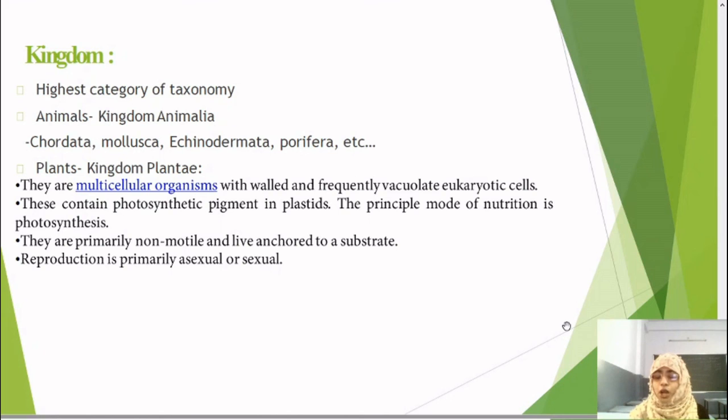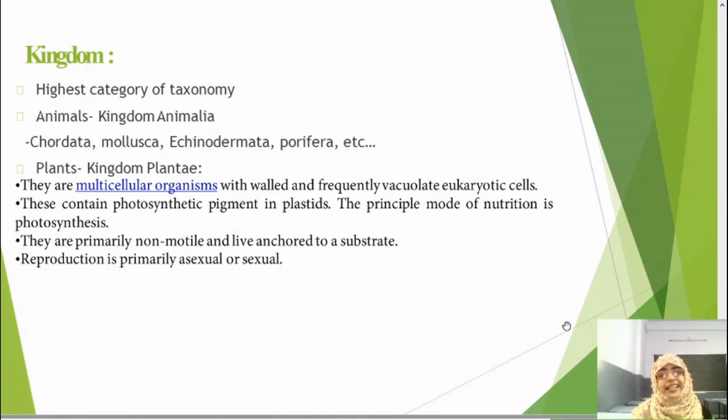These cannot move. Non-motile in the sense plants cannot move. Plants are immovable. You can see plants cannot move from one place to another unless you remove them or make them move. Plants are immovable. They are non-motile in nature and they are anchored. Anchored is nothing but attached to a substrate. The substance which acts as a substrate is mud or soil. So the plants are primarily non-motile and live anchored to the substrate, that is nothing but mud or soil.